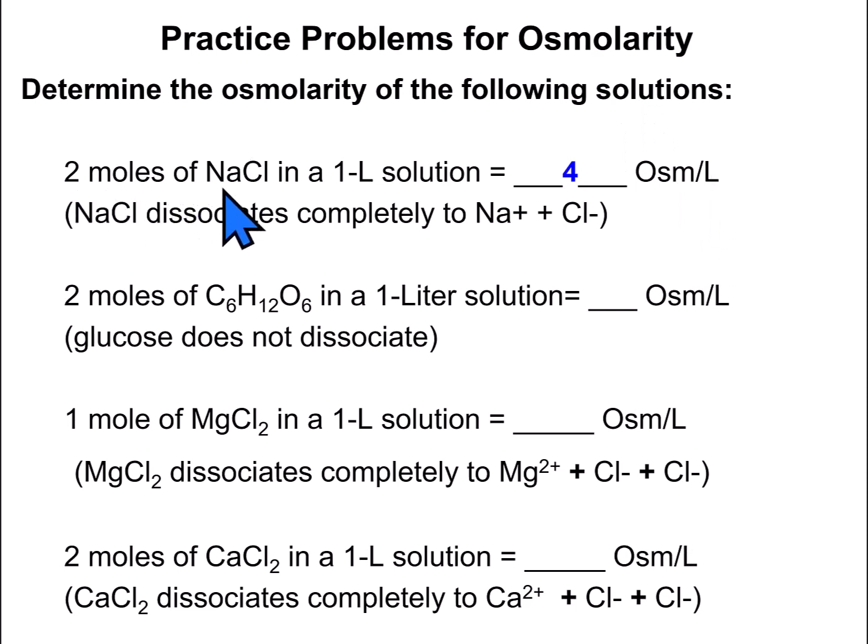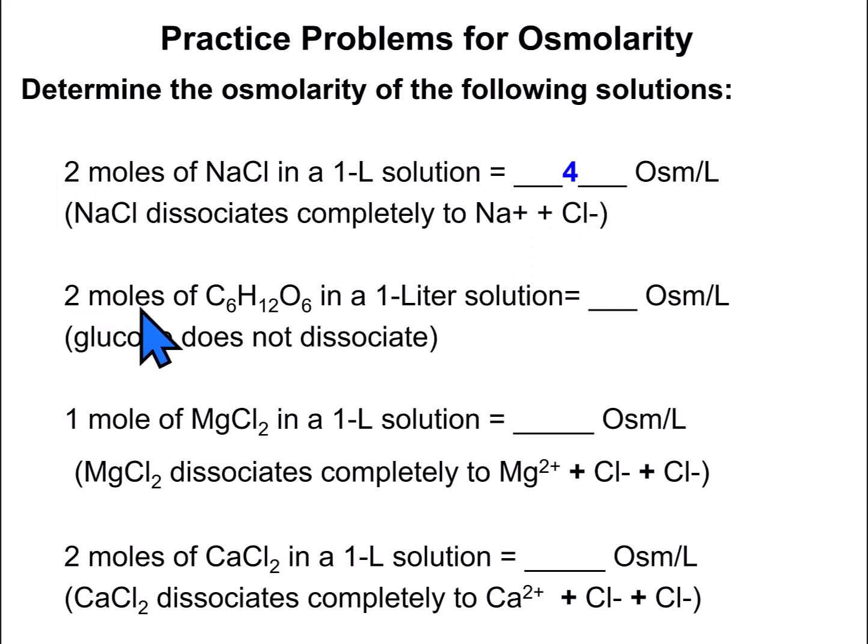Well, if I have 2 moles of sodium chloride and sodium chloride dissociates into 2 ions, sodium and chloride, I just take the 2 here and multiply it by however many moles I'm putting into the solution. So 2 times 2 is 4 osmoles per liter.